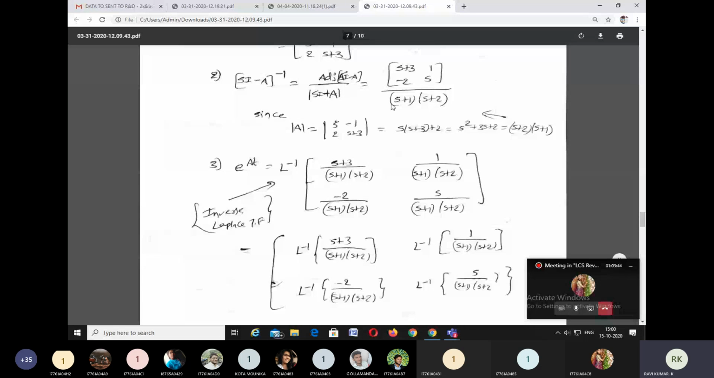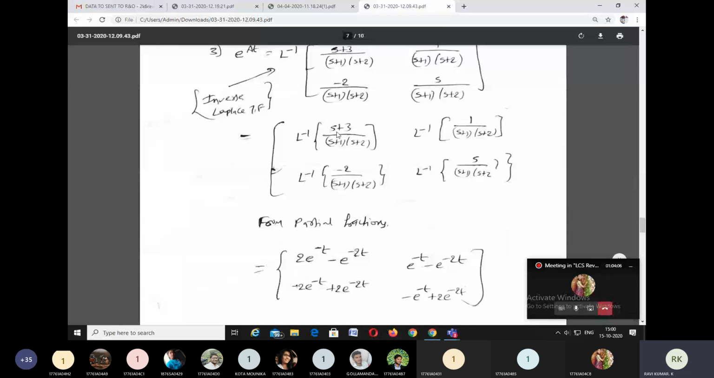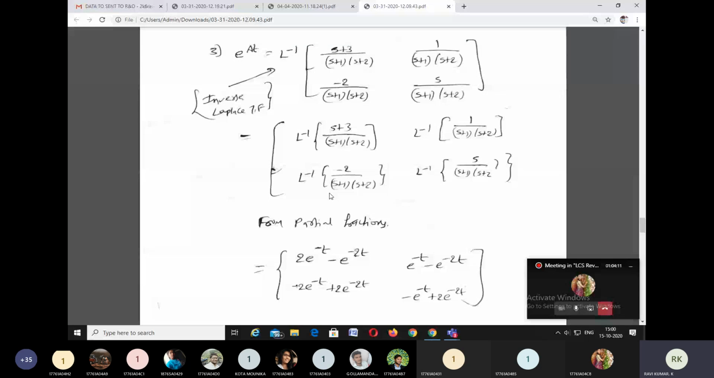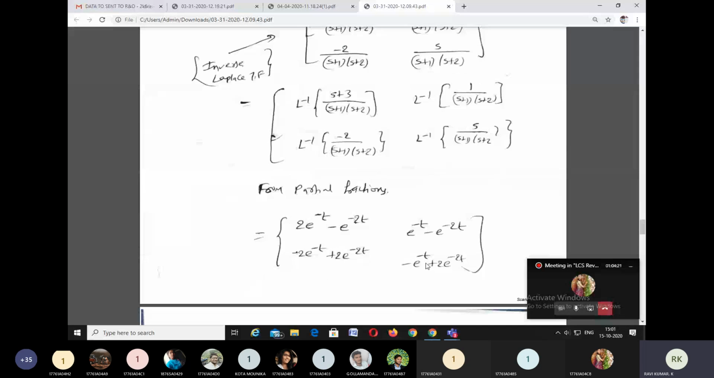Here you have to write the partial fractions. (s + 3) by (s + 1)(s + 2) is equal to A by (s + 1) plus B by (s + 2). Now we have to calculate the constants A and B. After that, apply the Laplace inverse. Then you'll get 2 into e^(-t). e^(-t) is the Laplace inverse of 1 by (s + 1), and e^(-2t) is the Laplace inverse of 1 by (s + 2). So like that, do the partial fractions for these 4 terms and apply the Laplace inverse. You'll get the time domain matrix.